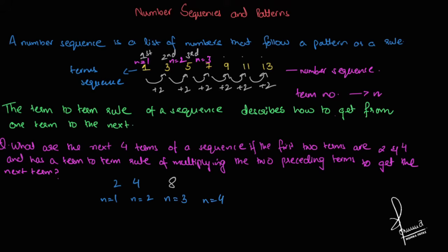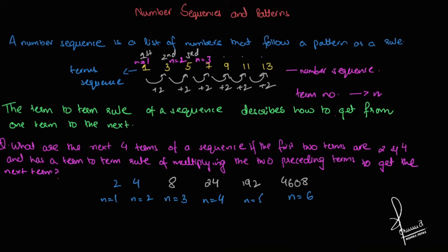8 into 4 is 24. So my next term is 24, and then you can calculate the other 2 terms by multiplying 24 and 8, which is 192, and 192 into 24, which is 4608. तो यहाँ पर आपका this is going to be your 5th term and this is going to be your 6th term. ठीक है, आपकी जो 6th term है at n is equals to 6, your term is 4602.